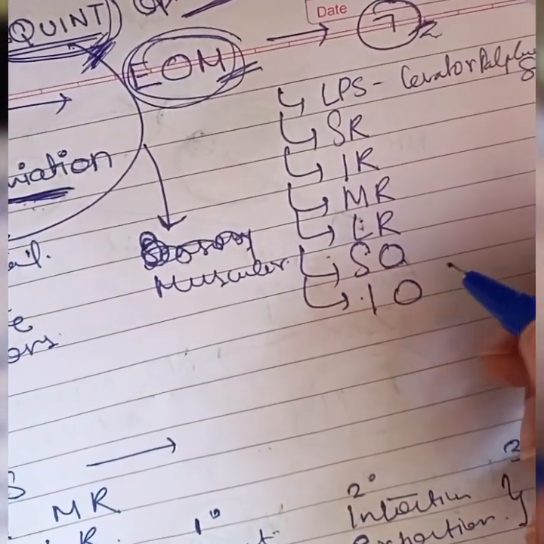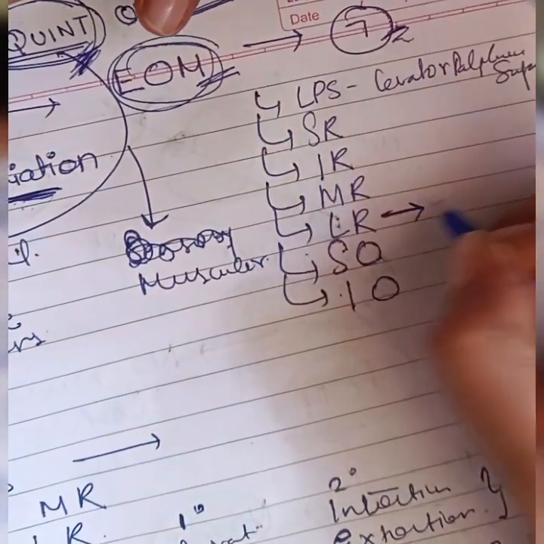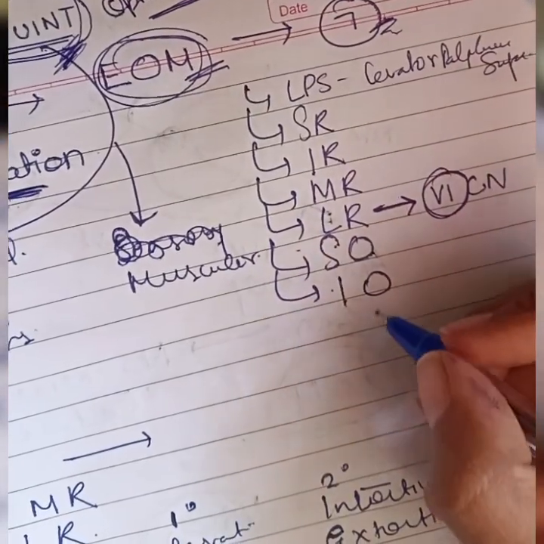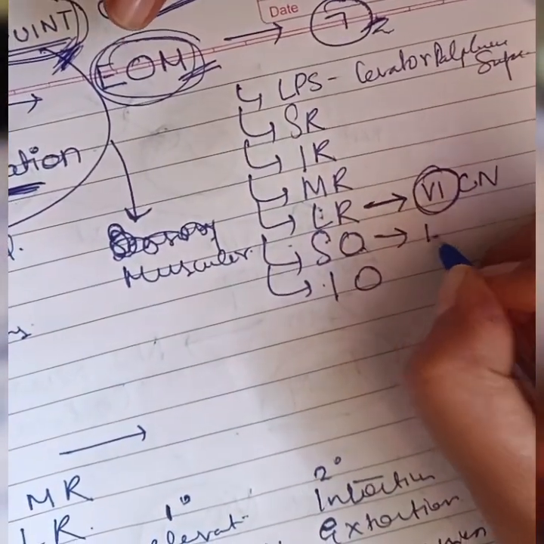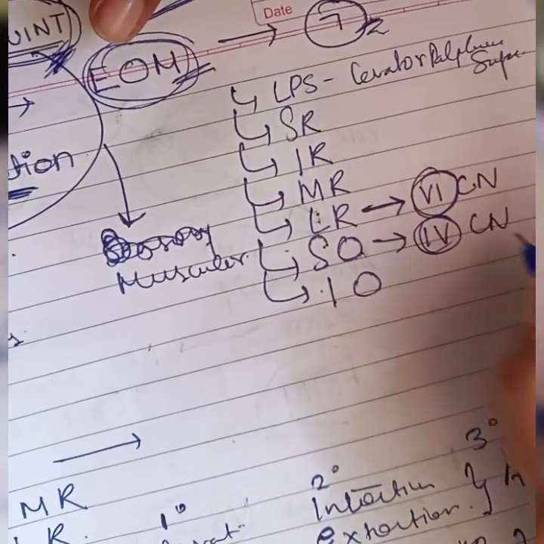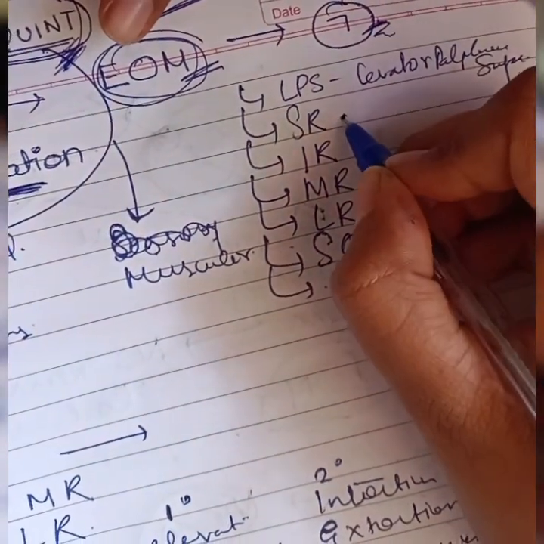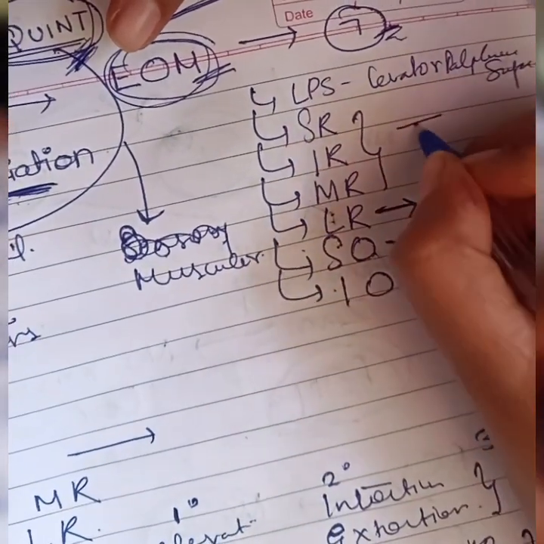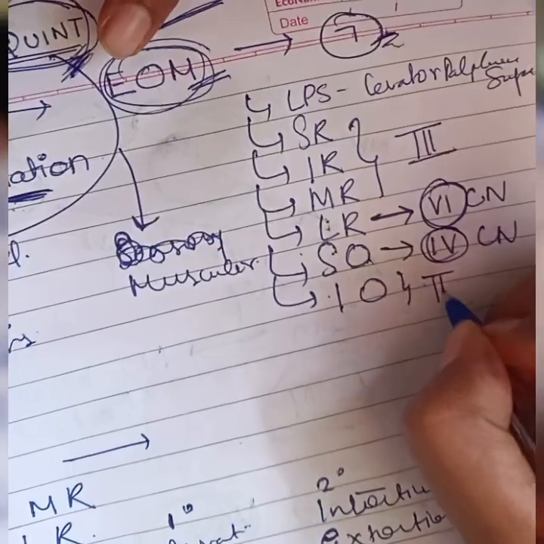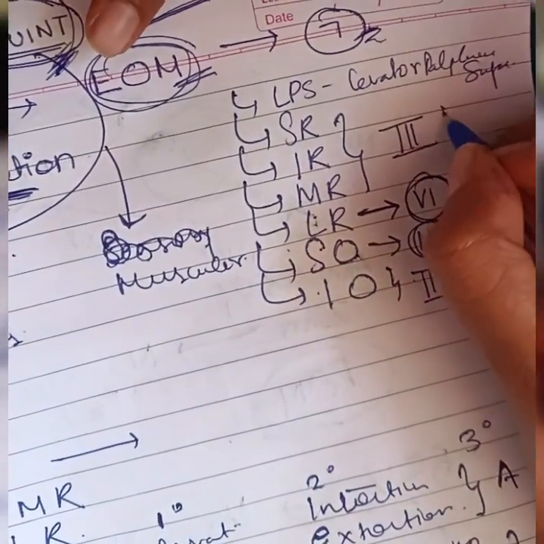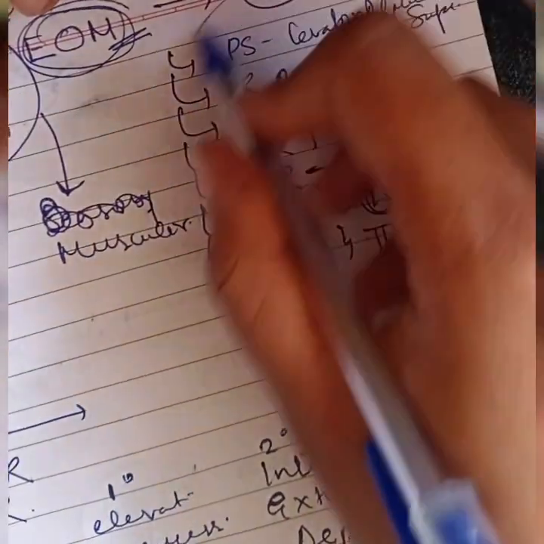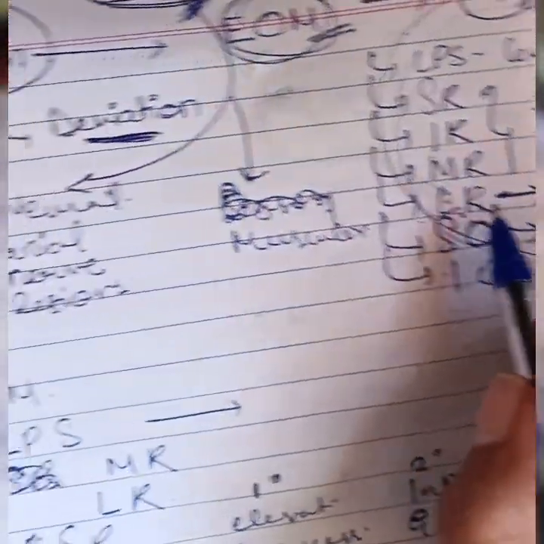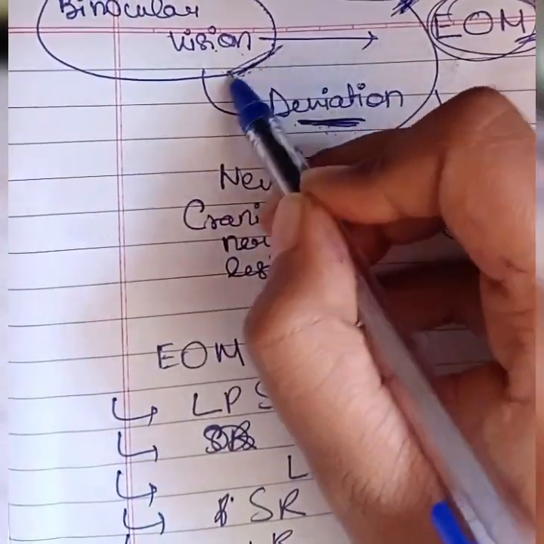Out of this, your lateral rectus is supplied by your 6th cranial nerve, which is your abducent nerve, and your superior oblique is supplied by your 4th cranial nerve, which is your trochlear nerve. The rest, your superior rectus, inferior rectus, medial rectus and your inferior oblique, are all supplied by your 3rd cranial nerve, which is your oculomotor nerve. Now all of these innervations as well as all of these muscles together help in maintaining a binocular vision.